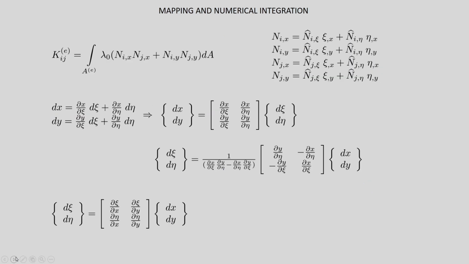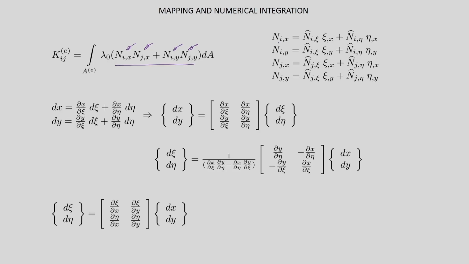So, now let us go ahead. Our objective is to calculate the stiffness entry. So, that comprises of Ni comma x, Nj comma x, Ni comma y, Nj comma y. These are basically the derivatives of the shape functions in the physical space, the derivatives with respect to x and y. But we have defined the shape functions in the master element, that is in xi eta. So, we have written these derivatives in terms of the derivatives of the shape functions in the master element.